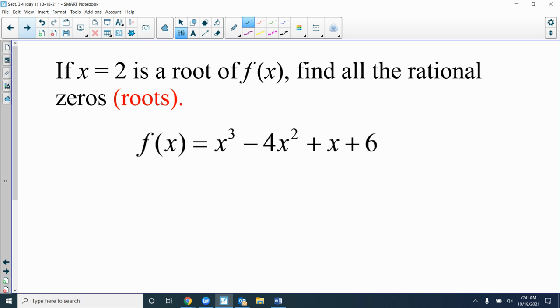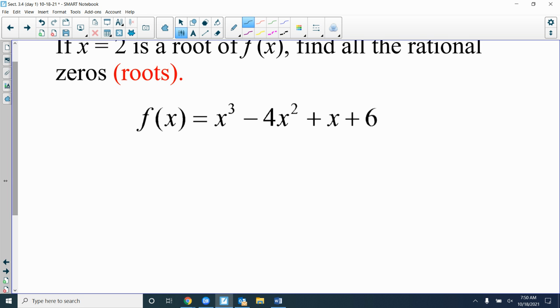Now, you can use your calculator for computation, but we're not allowed to graph at this point. On your actual chapter test, there'll be two parts to it. The first will be, again, no graphing calculator. The second will be graphing calculator.